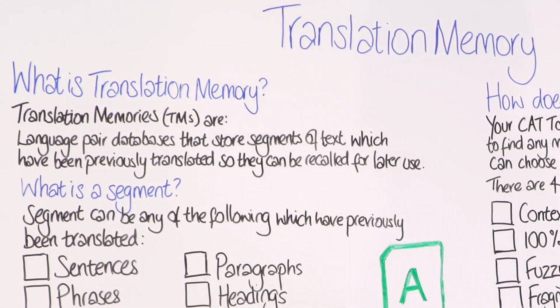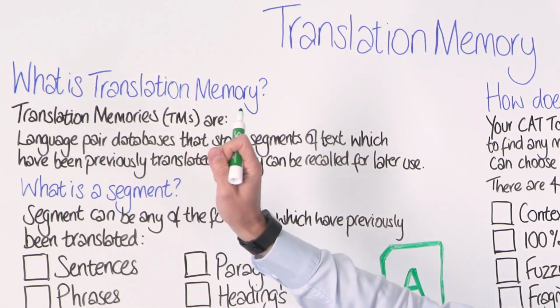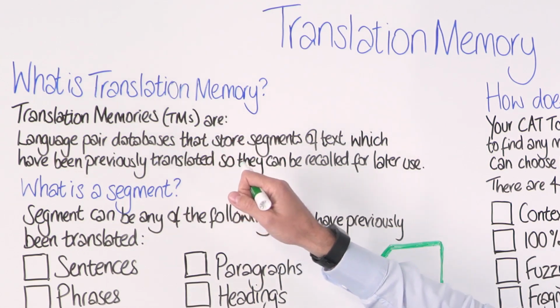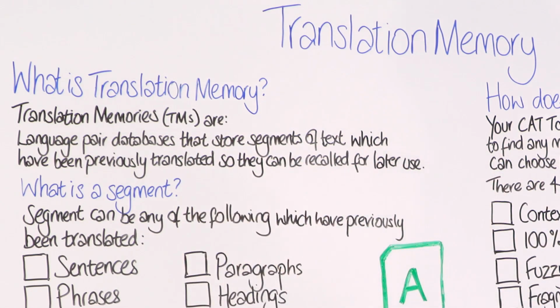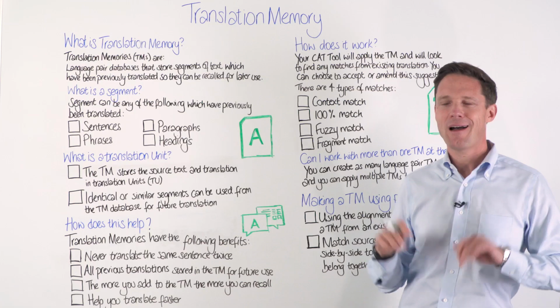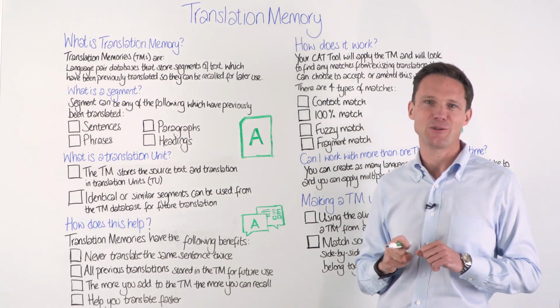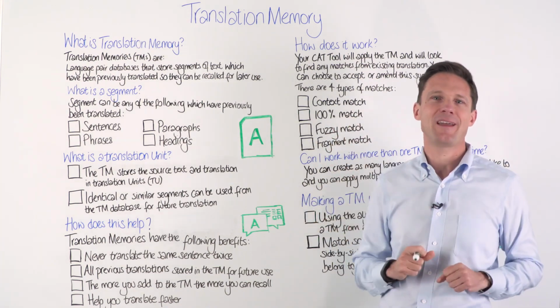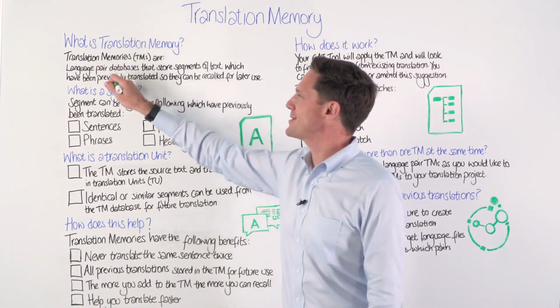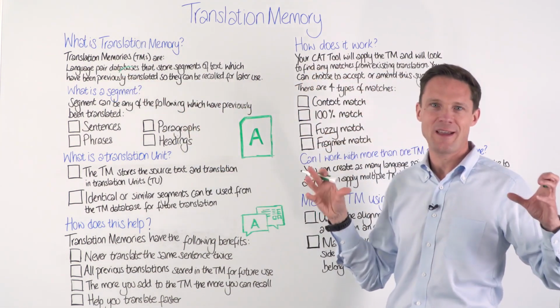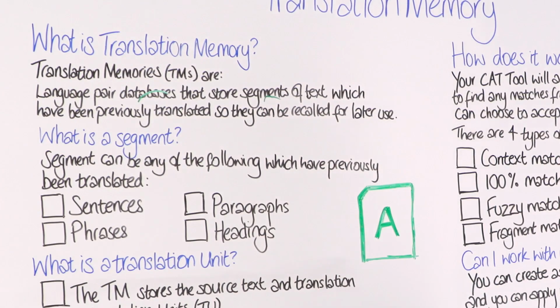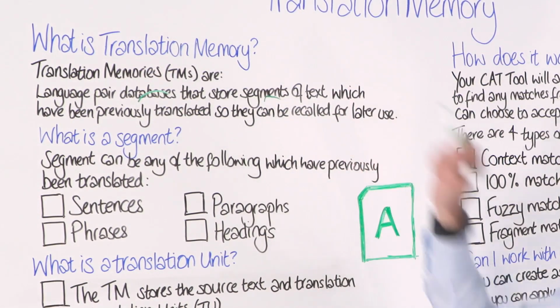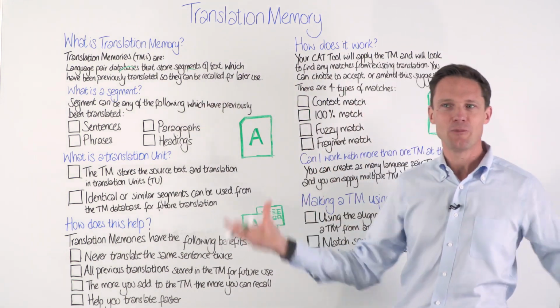So, what is a translation memory? It's a language pair database that stores segments of text which have been previously translated so they can be recalled for later use. I don't know how much sense this made to you, so we're going to try to explain all of this. A few keywords here: database, hopefully you know what that is, a place where things get stored. We are going to talk about segments, obviously text, and recalling, so bringing that back.